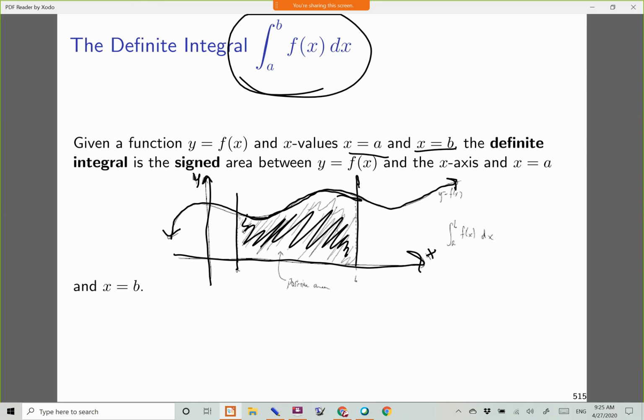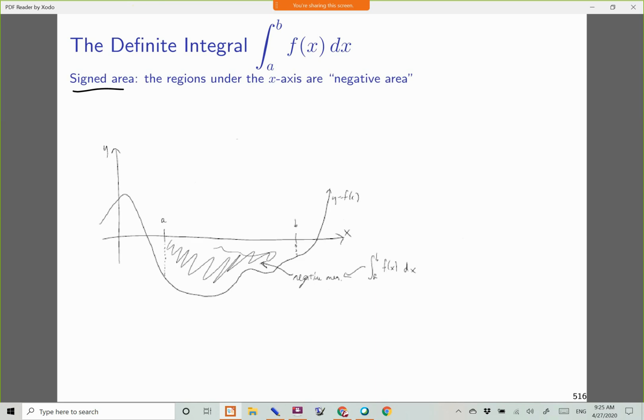Now it's a signed area. What does that mean? Signed area is trying to say that any of the shaded regions above the x-axis are positive areas. And regarding signed area, here's another example, another picture. Any regions below the x-axis are considered negative area. This is really strange. Thinking about algebra and geometry, we never talk about area being negative. But in calculus, when talking about the definite integral, here's a different function. I needed to pick a different function to illustrate.